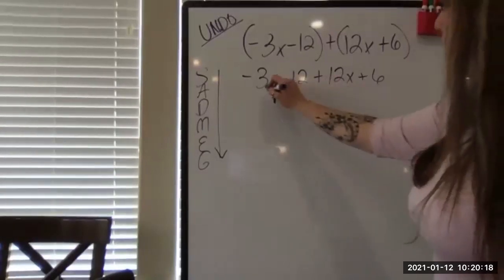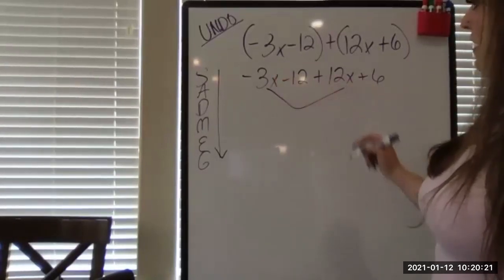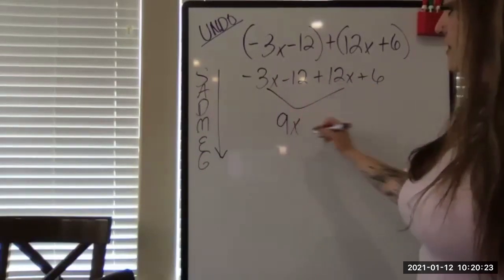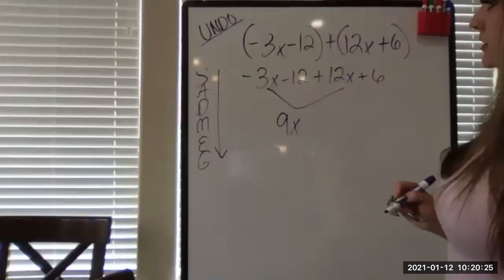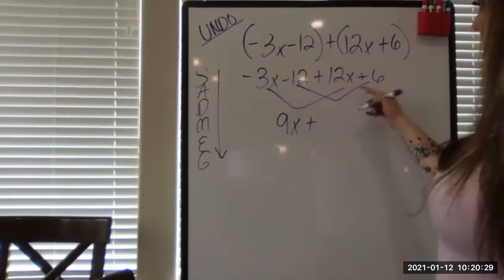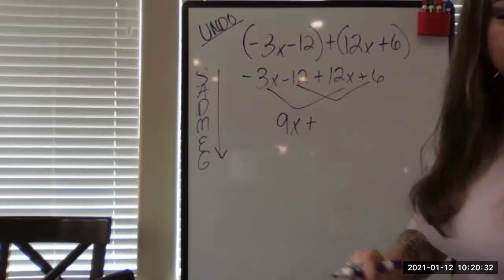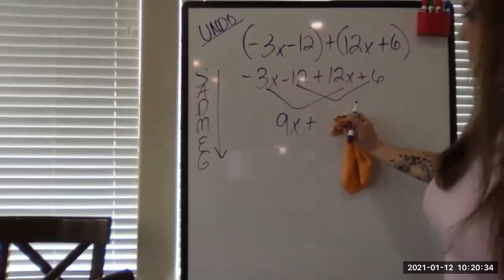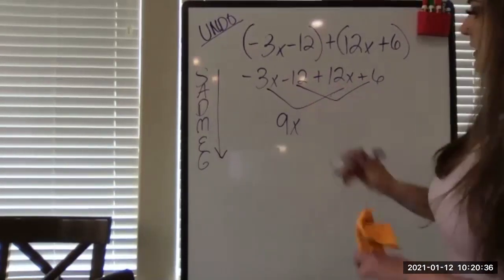Now we look and go, okay, we can put negative 3x and 12x together. That gives us 9x. Then we can put negative 12 and 6. That gives us, oh, I put a plus. It's actually a negative. Negative 6.